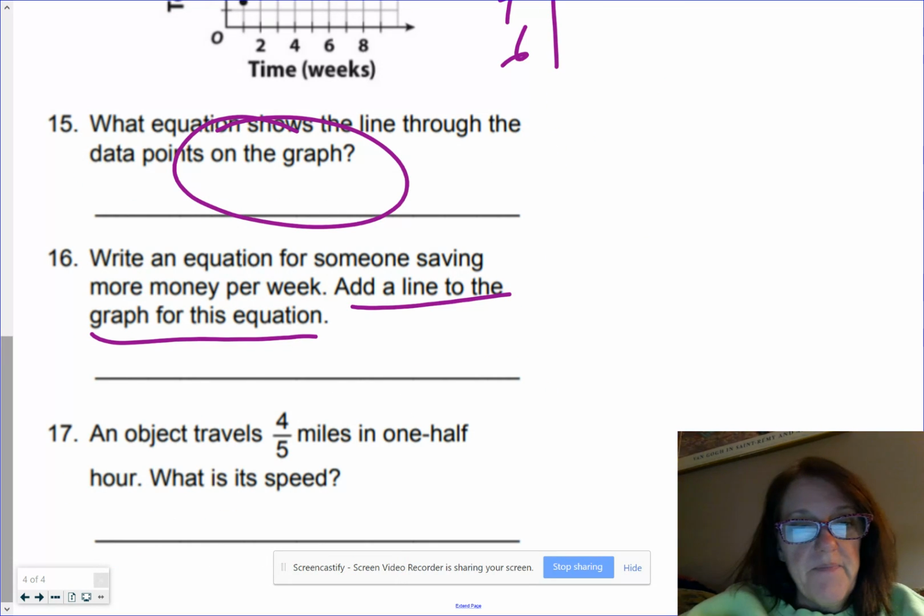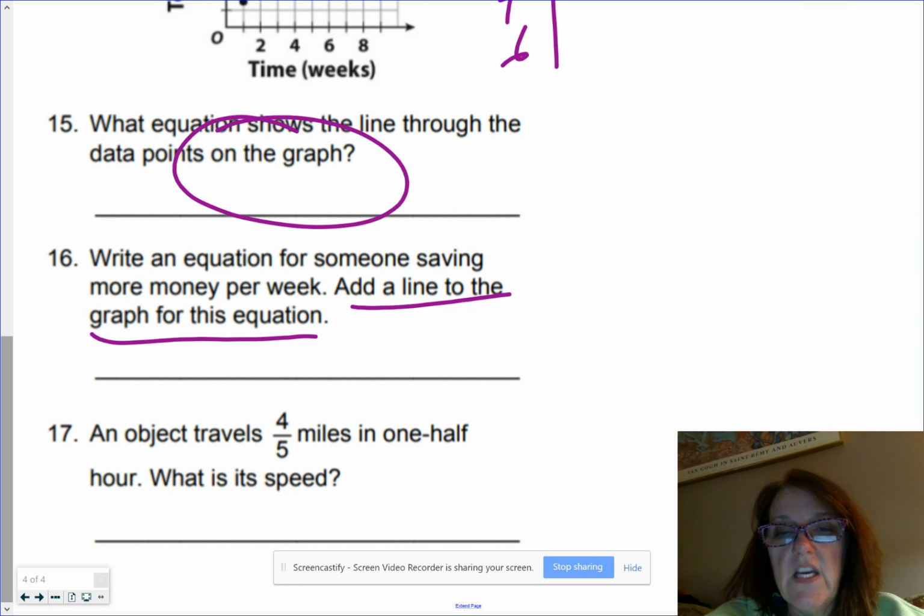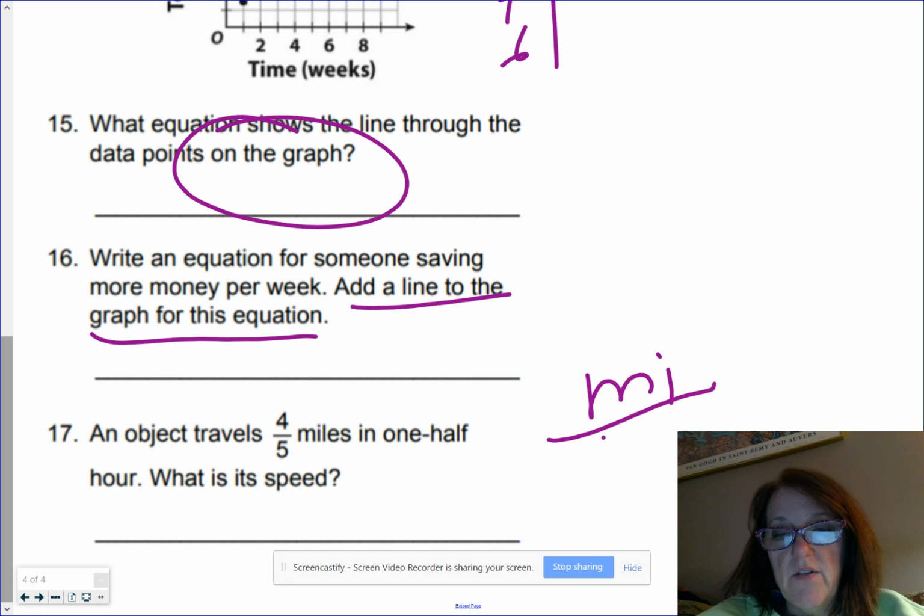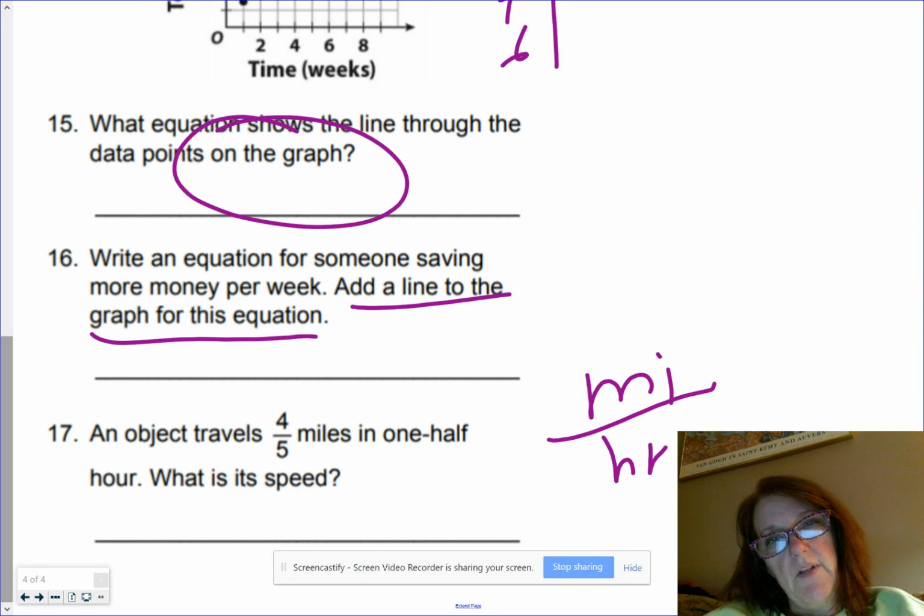Very last thing, an object travels 4 miles in 1/2 hour. What is its speed? Usually you want your speed to be written in miles per hour. So see what you can do with that one. Make sure you label it.